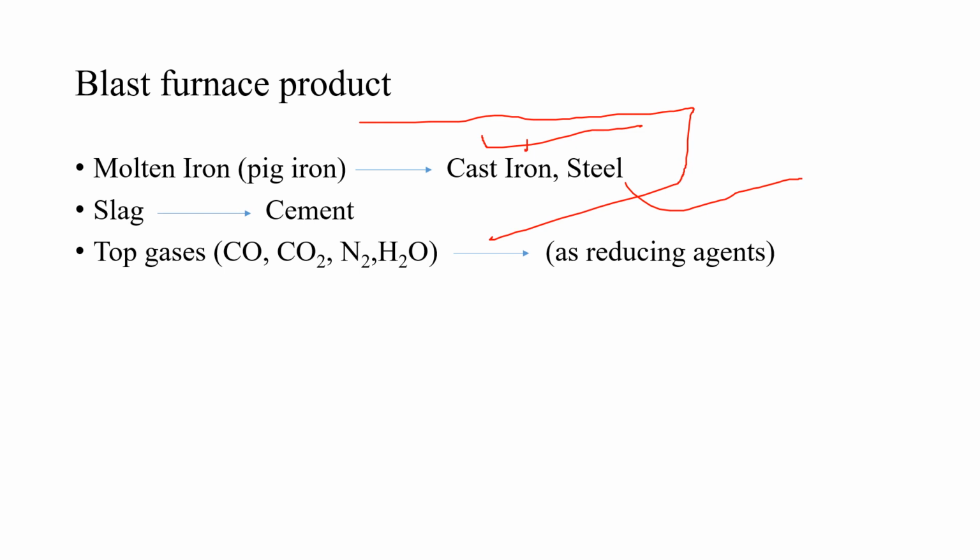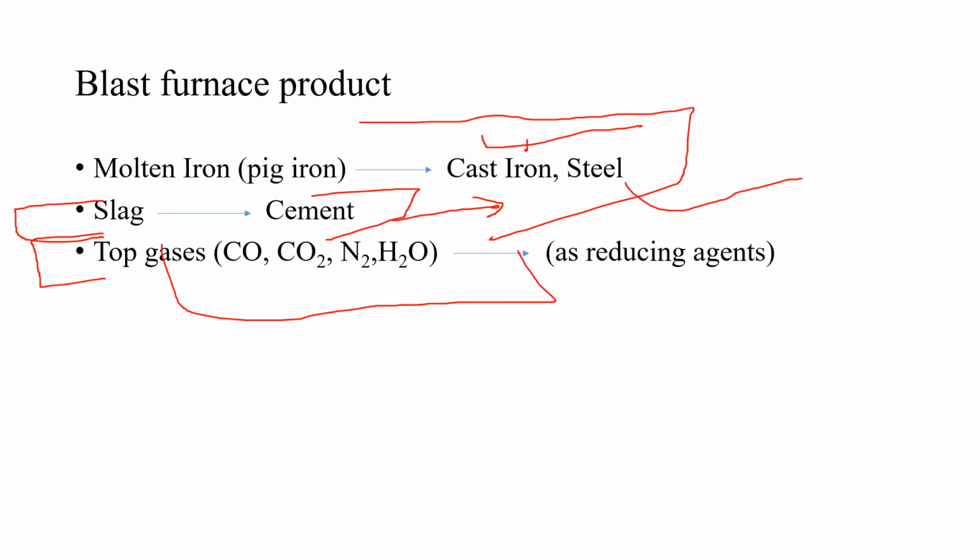The other product comes out in the form of slag, which is used in the cement industries to make cement. And from the top of the hopper, top gases come out, that is CO, CO2, nitrogen, and hydrogen, and they are used in other industries as a reducing agent.